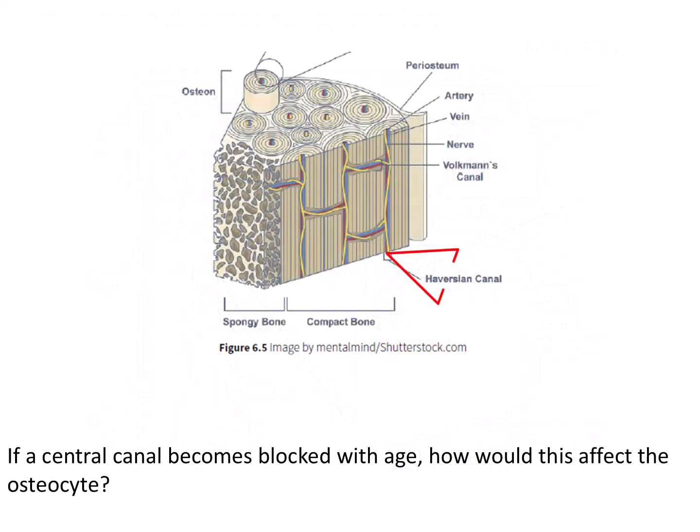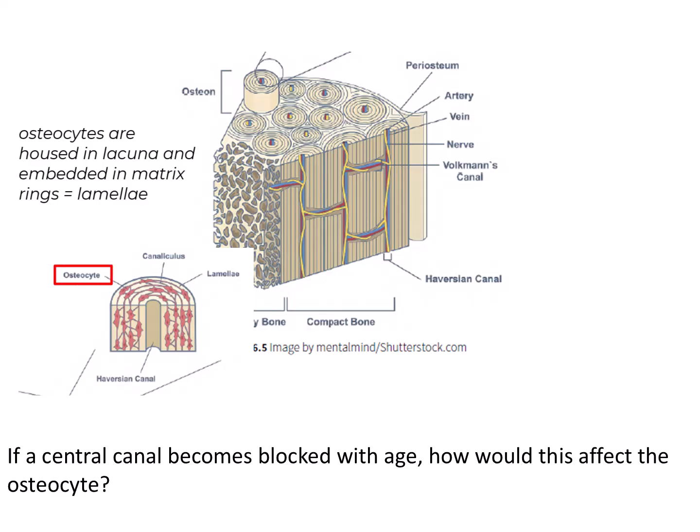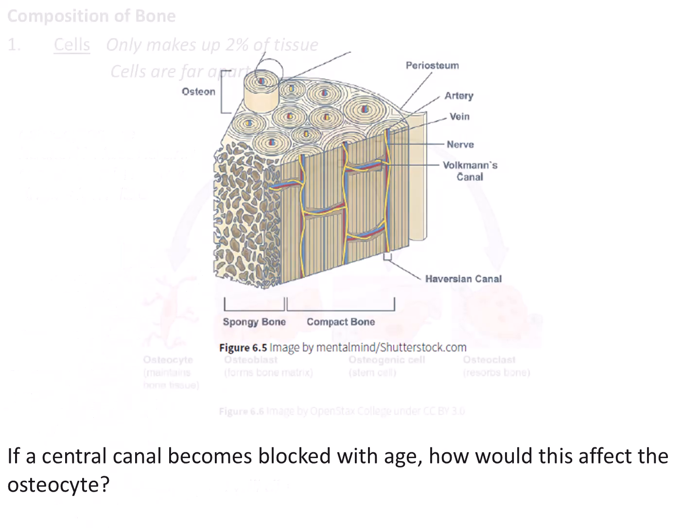In the middle is the central canal or Haversian canal. This canal contains blood vessels and nerves that support the compact bone. The osteocytes are housed in a lacuna and embedded in hard matrix rings known as lamellae. Within the lamellae are small passageways called canaliculi, which means little canals. These canaliculi link the osteocytes in the lacuna to the central canal. This allows the osteocytes to get oxygen and nutrients from the blood and have carbon dioxide removed.